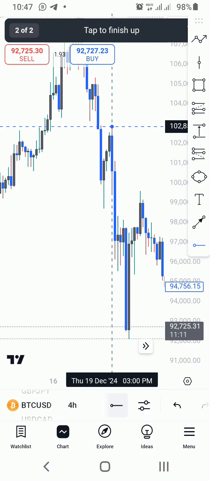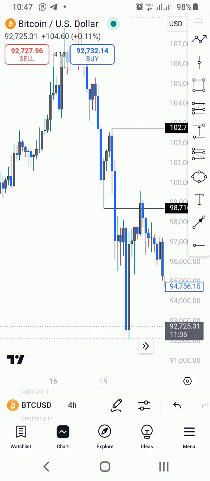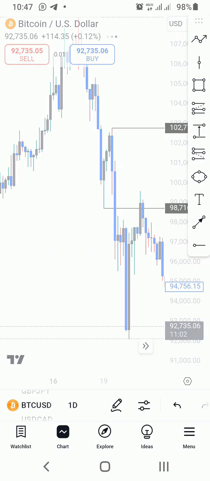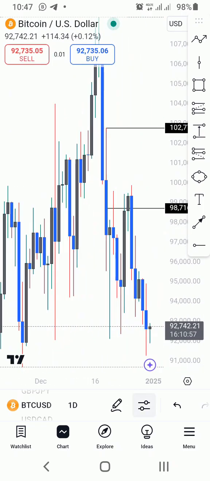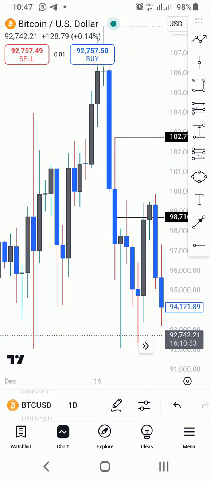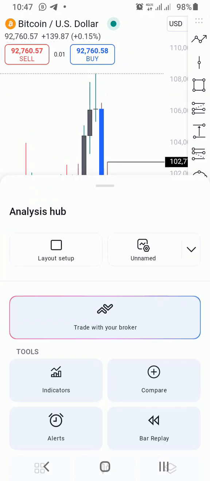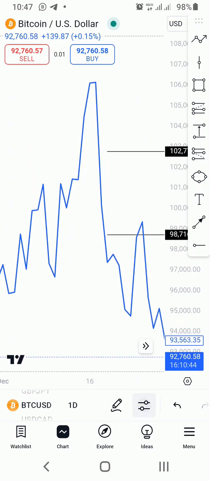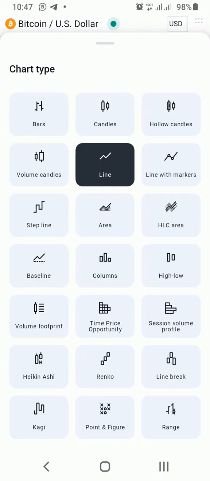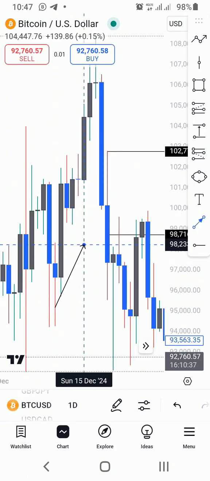I have this one. I also have this one. But I will use daily to mark those highs properly of H4. I will use daily. And what you're seeing here, what happened, if we turn into line chart, okay, this is what is happening. Come back here. Let me show you something here.